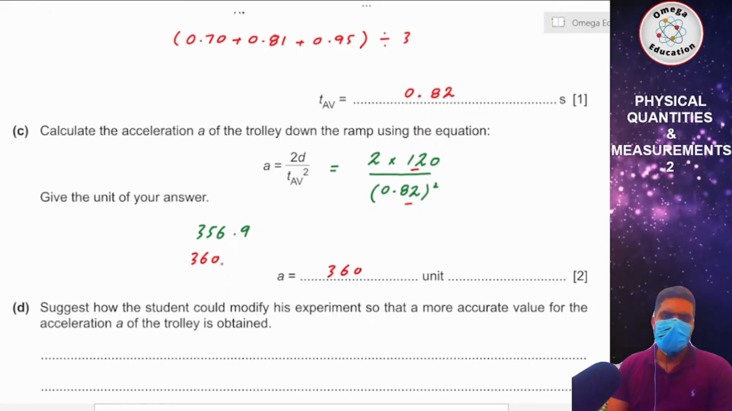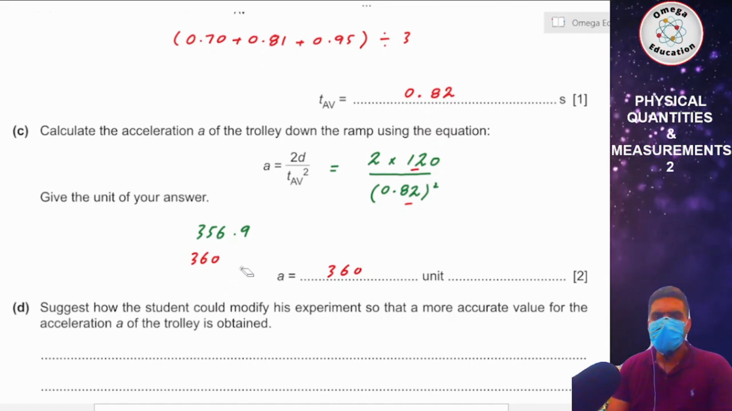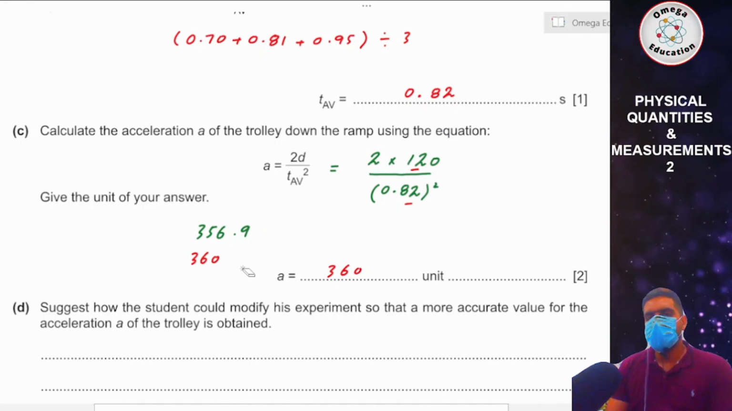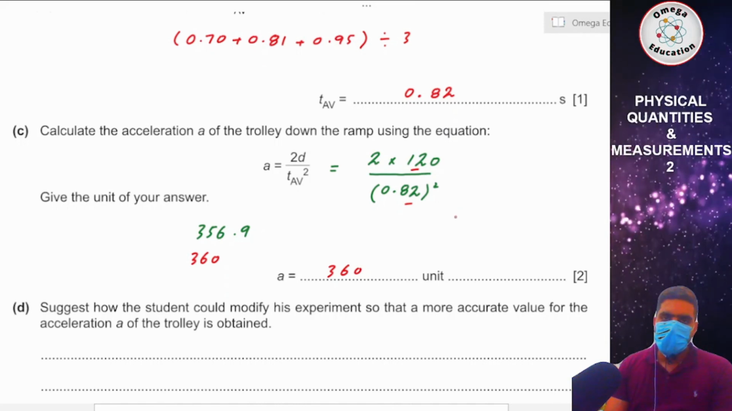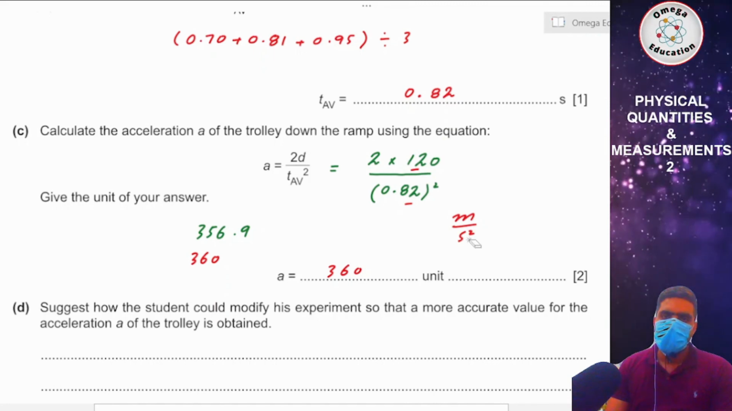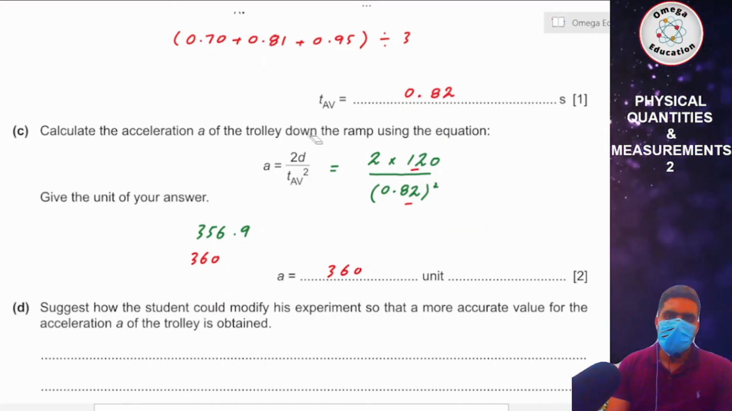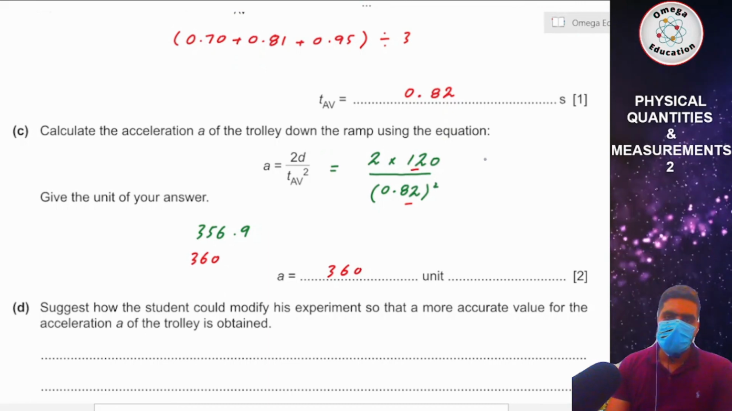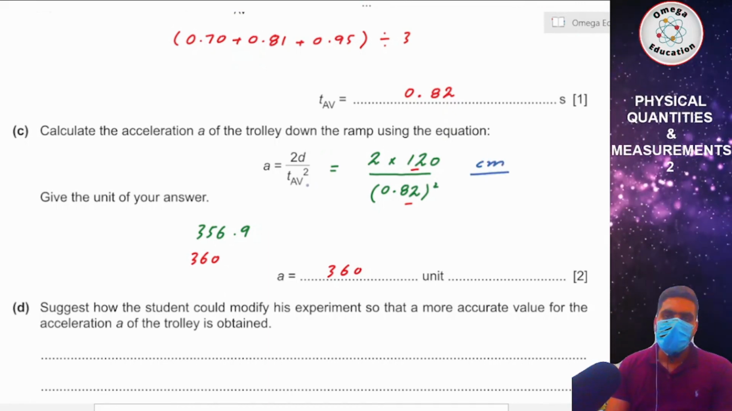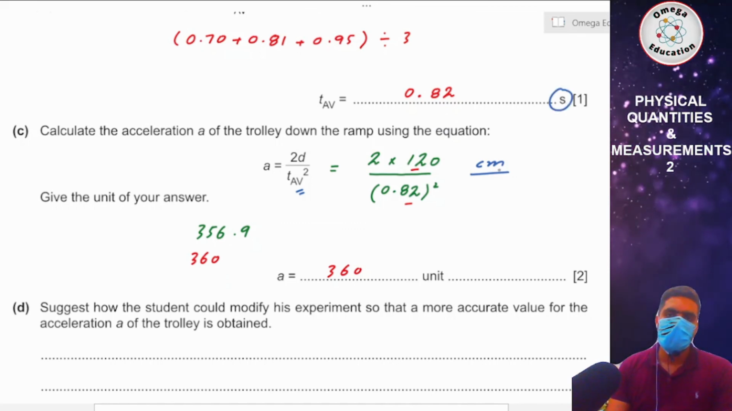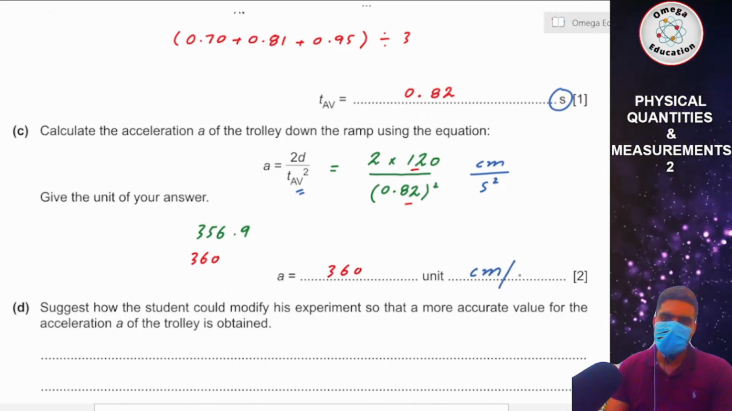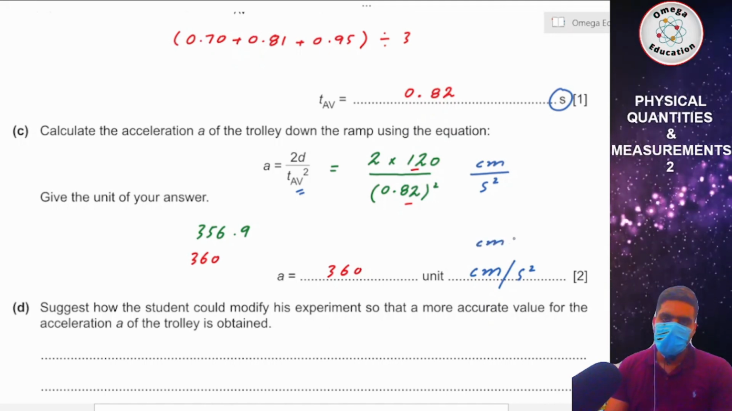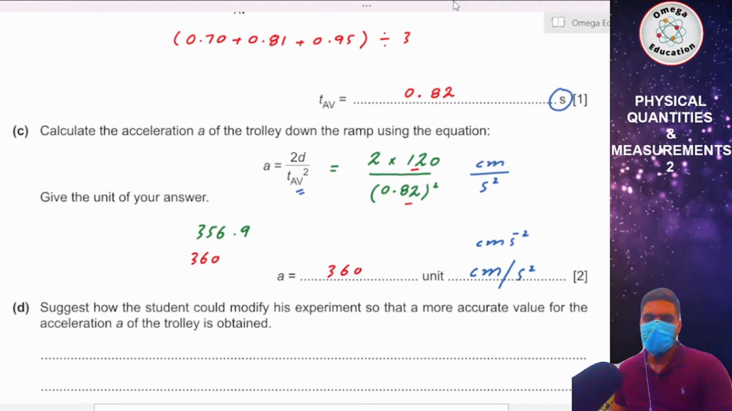Especially when you have a 0 at the end, it's not easy to know if that 0 is significant or not, because it depends on the instrument itself. And the unit of acceleration that we studied is meters per second square. We can also derive the unit from here, because in the numerator we have distance, which we measured in centimeters, and the average time was measured in seconds. The square of second would be second square. So you can write it as cm per second square or cm s minus 2. That is the same thing.